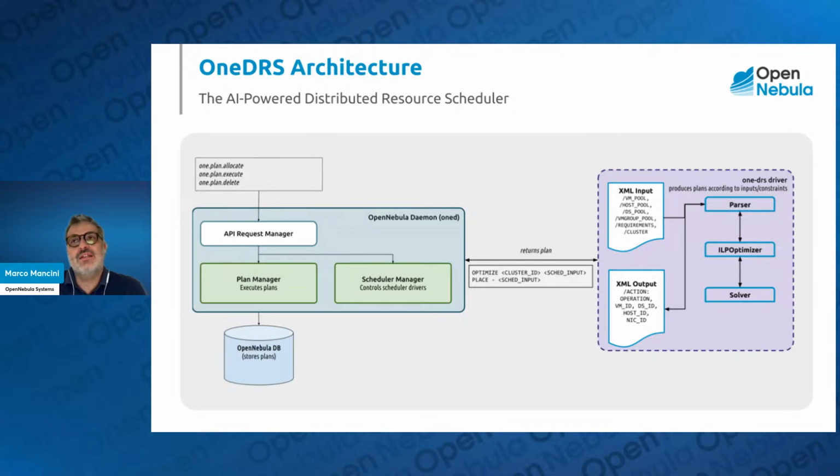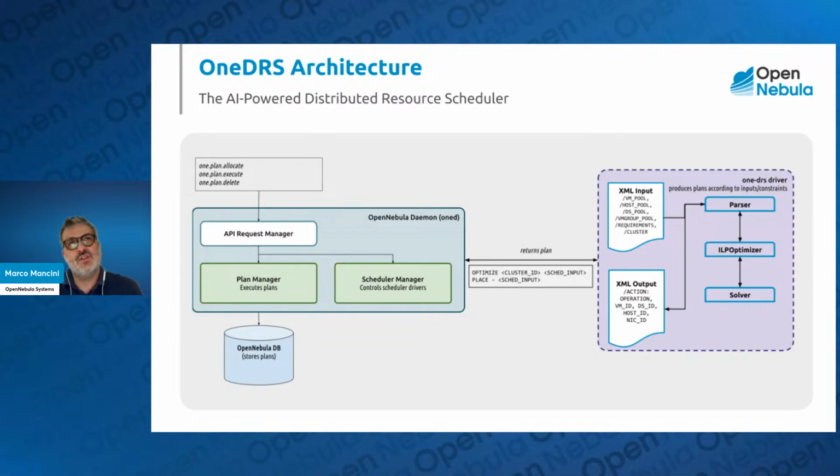So we have practically a parser that takes in input all the information for the optimization, for example, of the workload within a cluster. It takes in input the information about the virtual machines that are running within that cluster, information about the host pool, information about the monitoring. These are all used for taking decisions. Okay, so the parser parses this XML, and then it gives this to an optimizer.